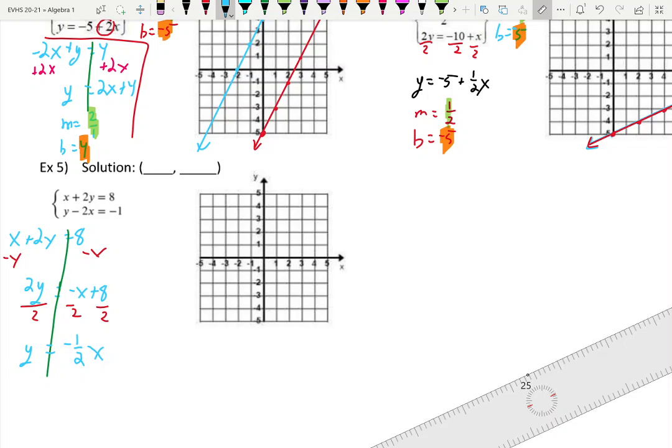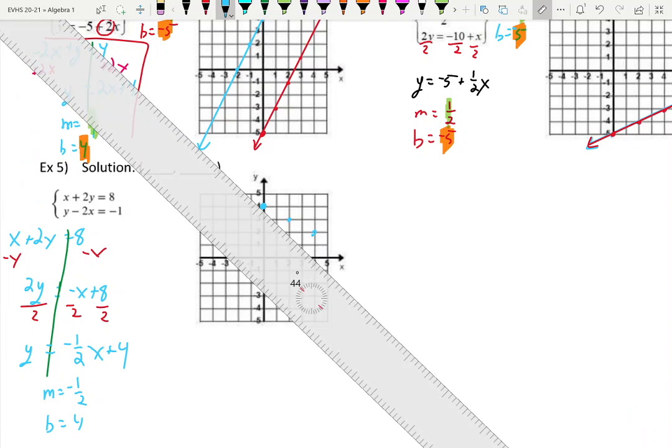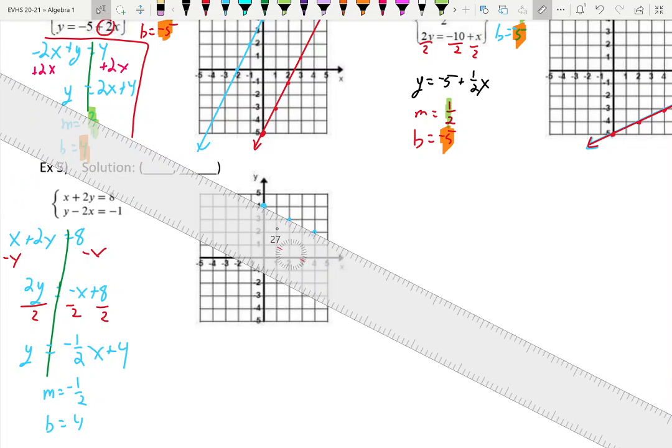8 divided by 2 is 4, which means my slope is negative 1/2 and my y-intercept is 4. So I go to my y-intercept of 4. My slope is negative 1/2, so it's down 1, right 2, down 1, right 2, and then we graph the line.